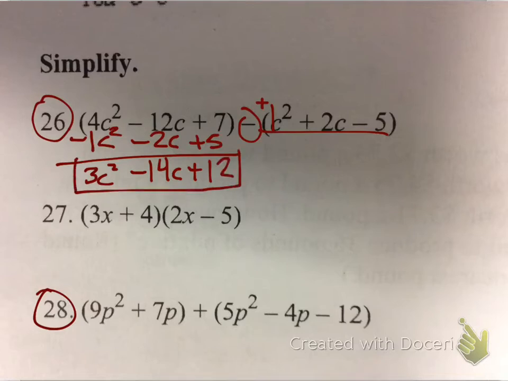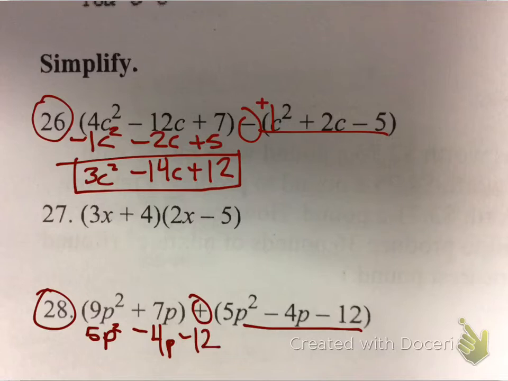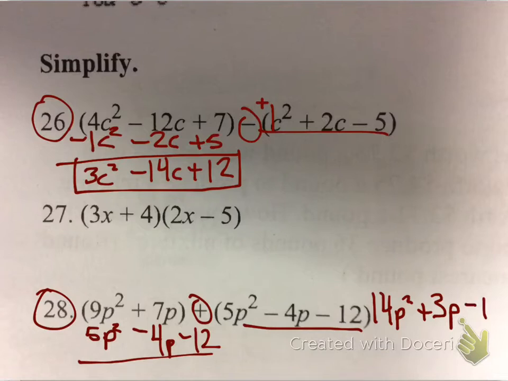And that's it. Same thing here, although maybe because there's a plus, that means you won't change the signs of these. So you have 5p squared plus, minus 4p minus 12. Notice how the 12 is kind of off to the side. 9 plus 5 is 14p squared. 7 minus 4 is positive 3p. And then you have the negative 12.